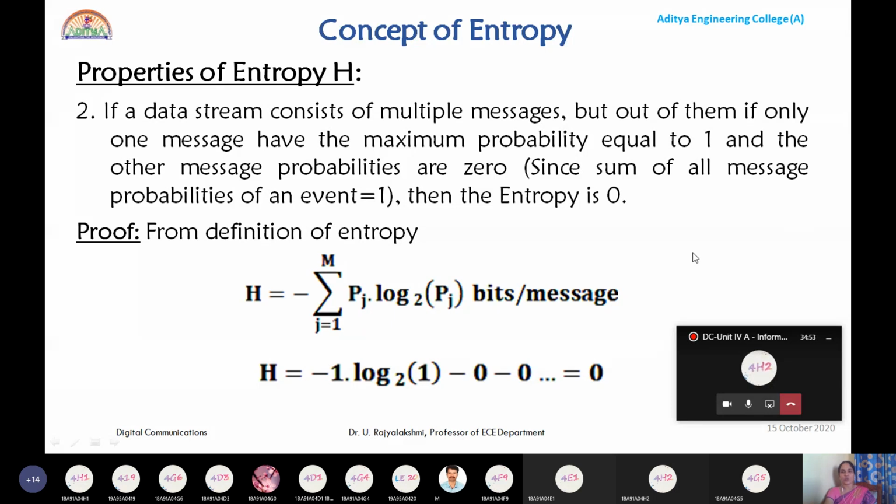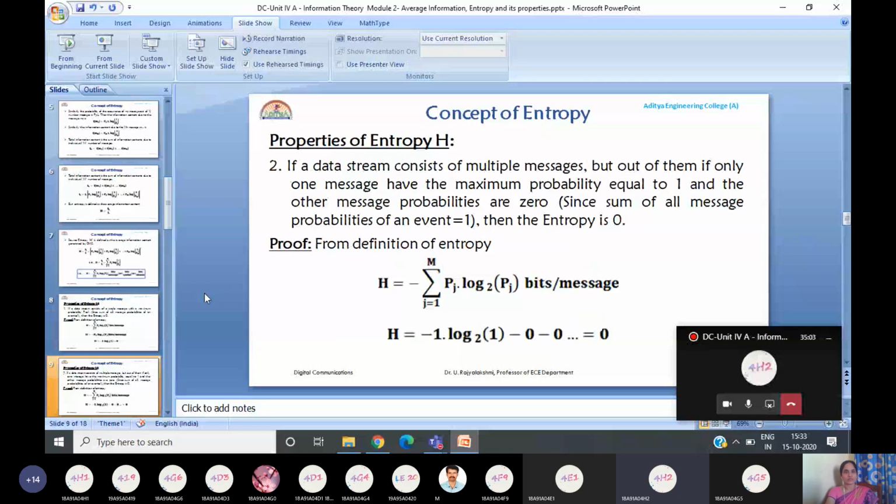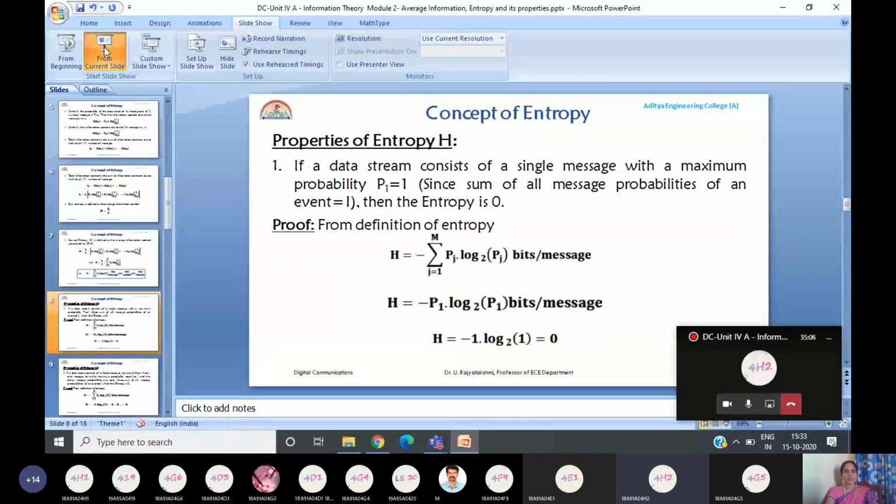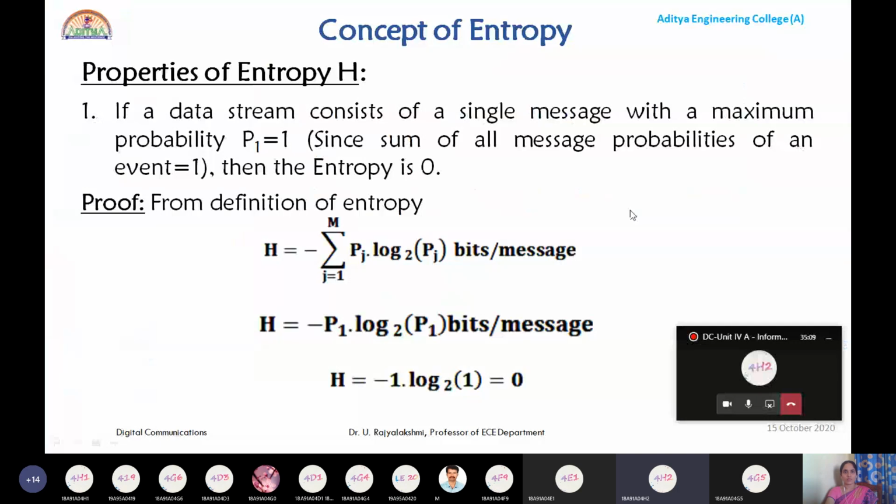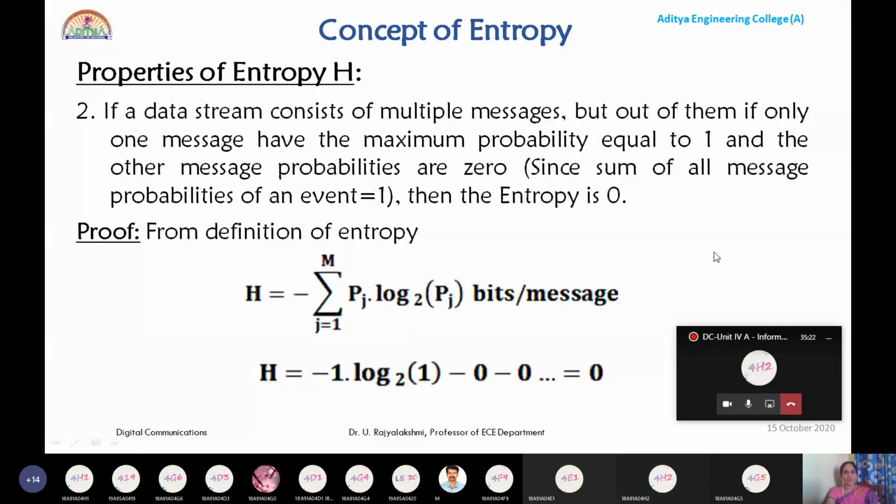So can you read the first two properties, Anushka? Yes, ma'am. First property: if the data stream consists of only a single message with a maximum probability P1 equal to 1, then the entropy will be 0. Second property: if a data stream consists of multiple messages, but out of them only one message has the maximum probability, which is equal to 1, and the other messages' probabilities are 0, then the entropy will be 0. Okay, very good.